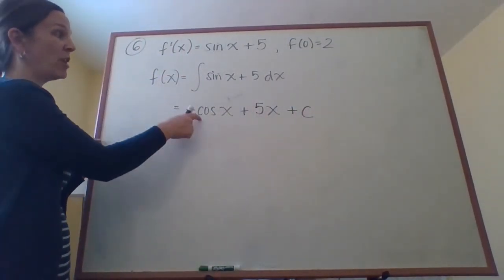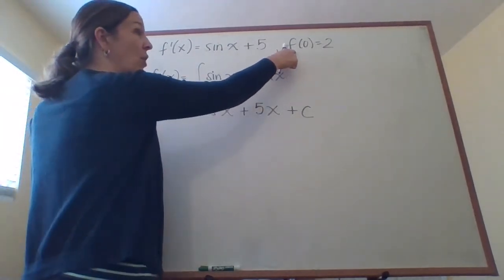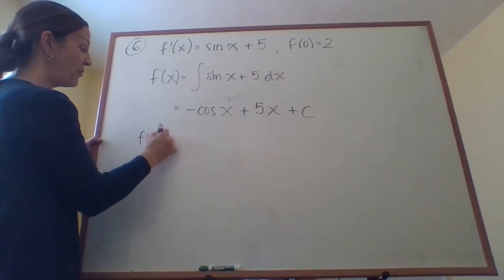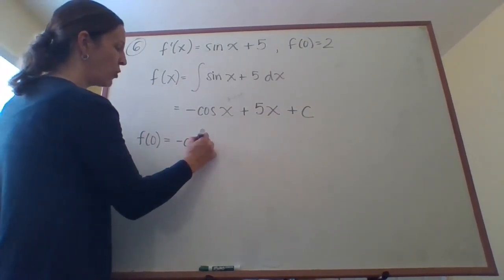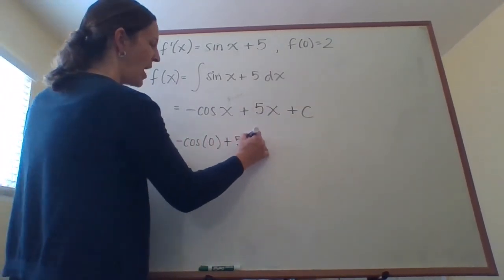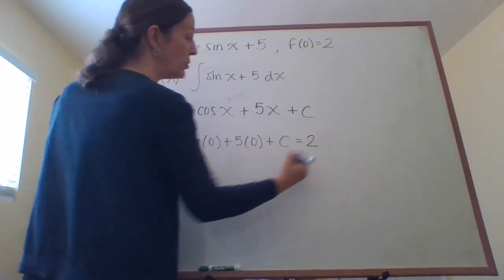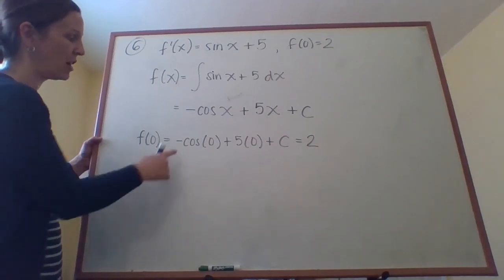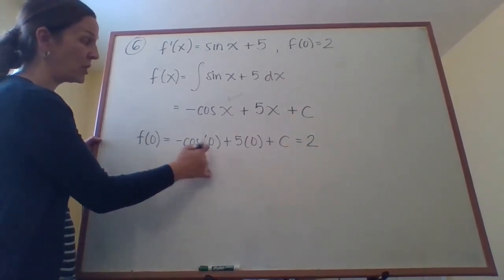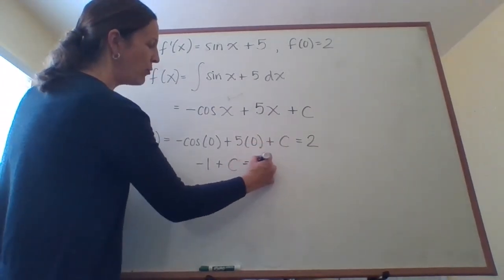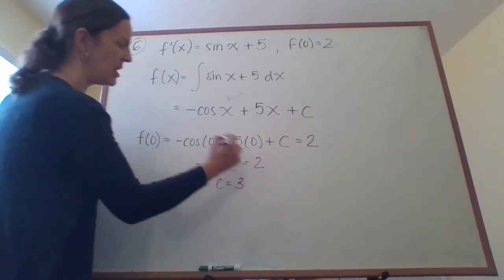This is my general antiderivative, but now that I know an initial value, I can actually solve for c. So f of 0 is negative cosine of 0 plus 5 times 0 plus that constant c, but it has to have a value of 2, and this allows me to solve for the constant c. Cosine of 0 is 1, so this is negative 1. 5 times 0 is 0. Negative 1 plus c is 2, which makes c 3.